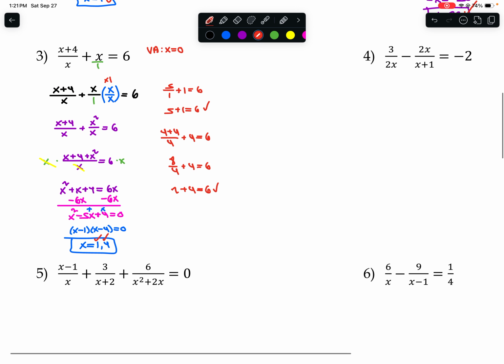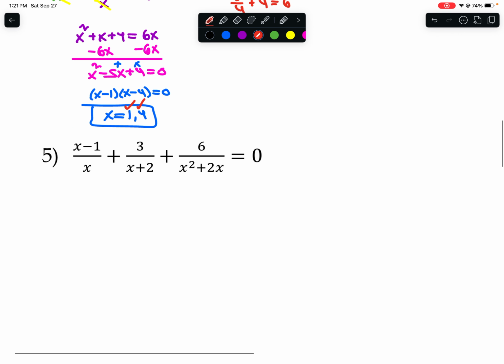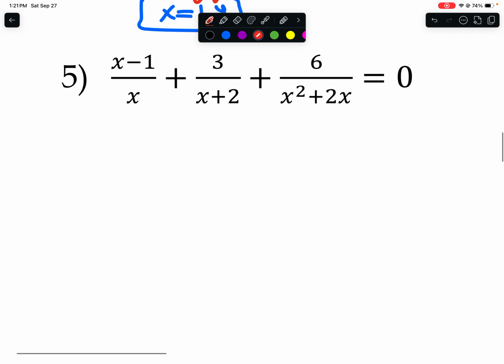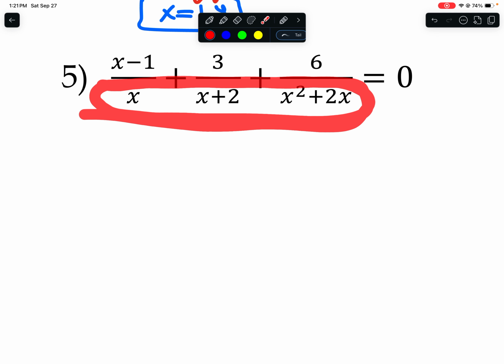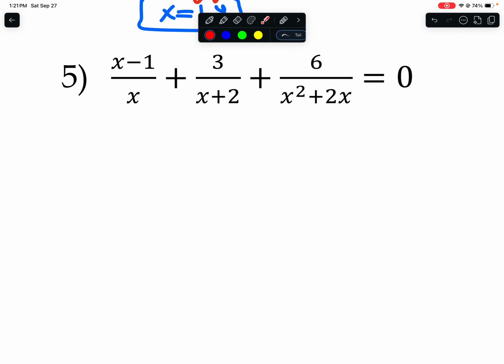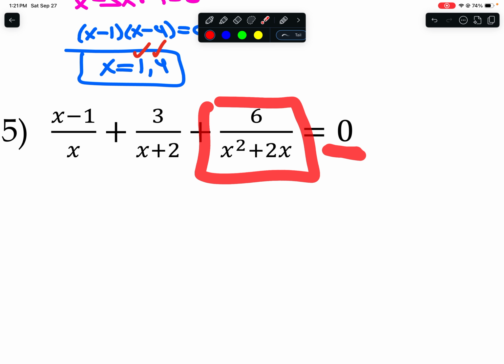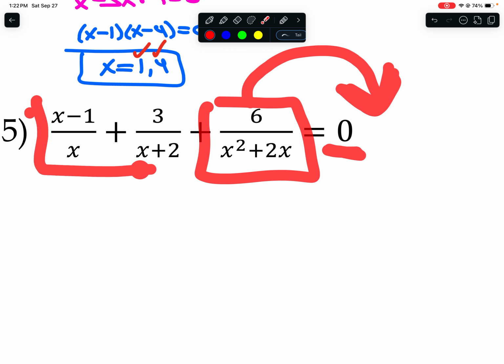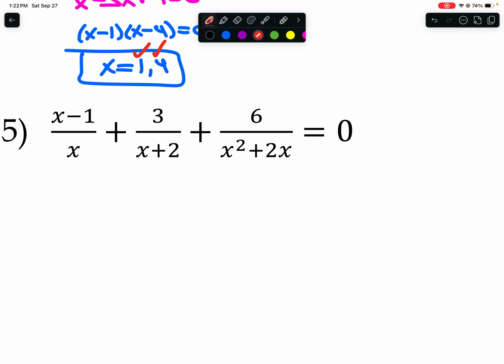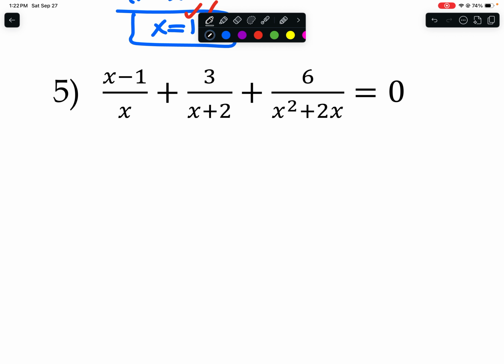Okay, I'm actually going to skip number 4. It's the same scenario, but I actually do want to do number 5. So with number 5, now we're looking at 3 denominator values. So I guess one way you technically could do this, if you didn't want to deal with 3 rationals and you have it set equal to 0, you could move this term over here. That way you only have to deal with 2 rationals on the same side, but it's really up to you. I'm going to go ahead and tackle it as if it was 3.